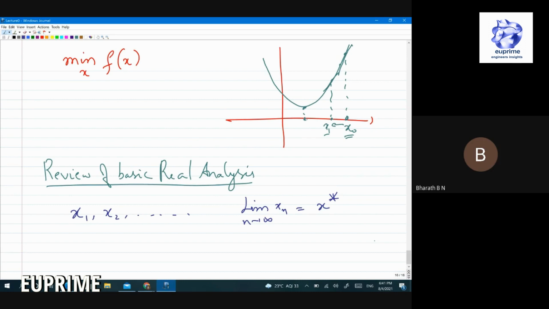So can somebody tell me what a limit is? What is the meaning of this, that xn converges to x star? Limit is another language for saying that. The limit as n tends to infinity of xn equal to x star is exactly like English, but in symbols. But that's not the real meaning of limit. So what is the real meaning of limit?